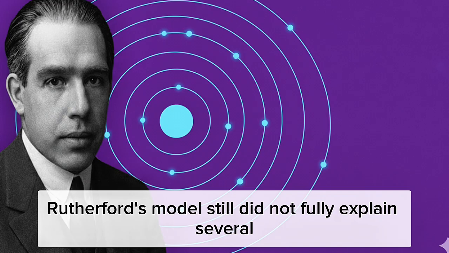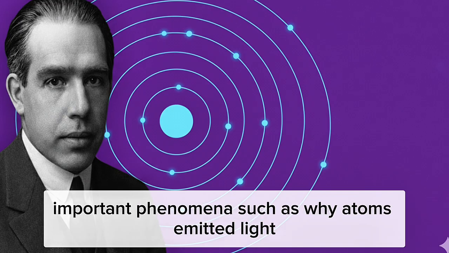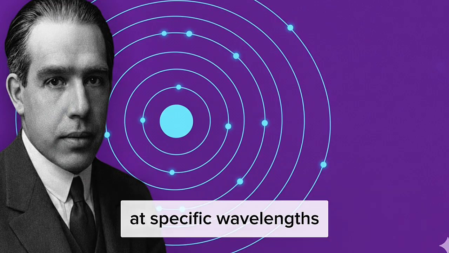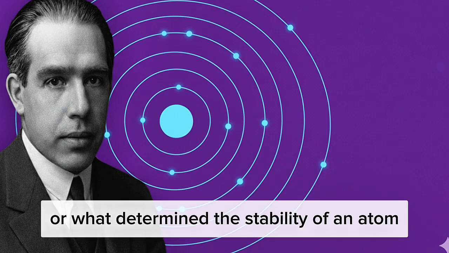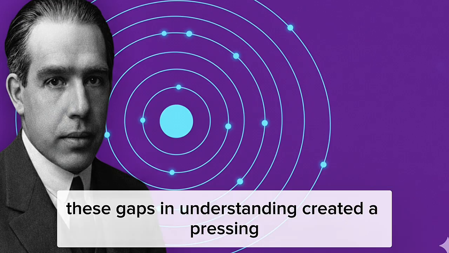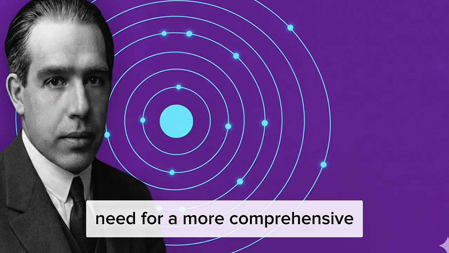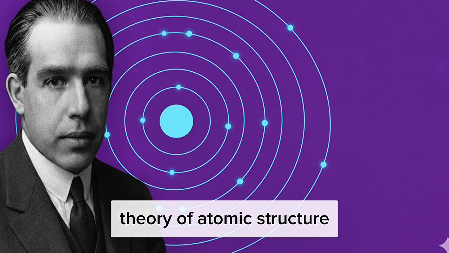However, Rutherford's model still did not fully explain several important phenomena, such as why atoms emitted light at specific wavelengths, or what determined the stability of an atom. These gaps in understanding created a pressing need for a more comprehensive theory of atomic structure.